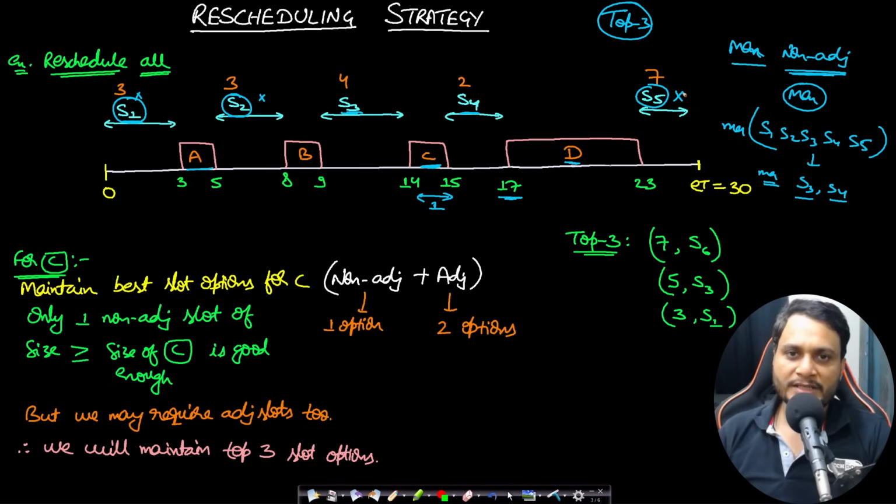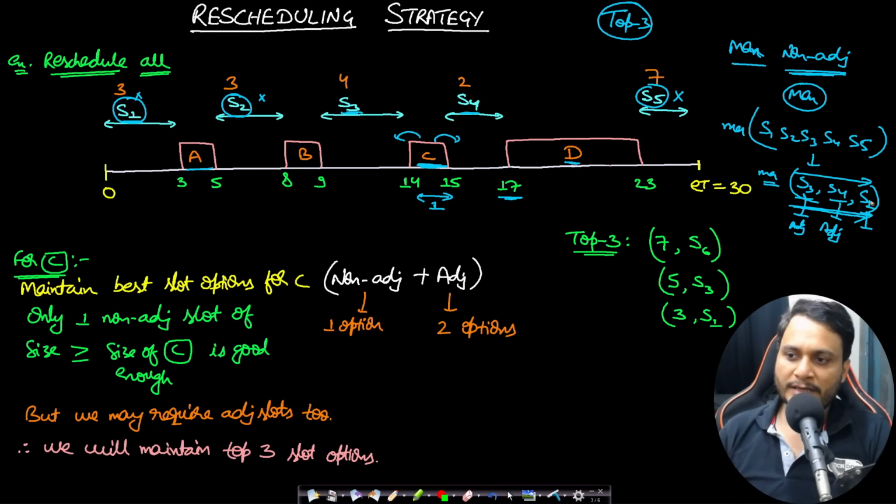If I maintain the top 3 sized slots, like let's say it was S3, S4 and S1, then out of these top 3, at least one slot will be present which is non-adjacent to a given meeting, whatever the meeting may be. Because if a meeting is present, the maximum number of adjacent slots will only be 2. So if I maintain the maximum 3 slots, and compare a given meeting with all these 3 and try to see if there is any slot which can accommodate this C and is non-adjacent, then I will always pick that.